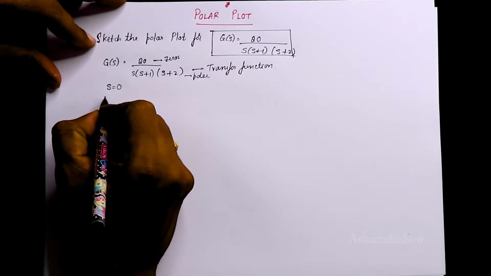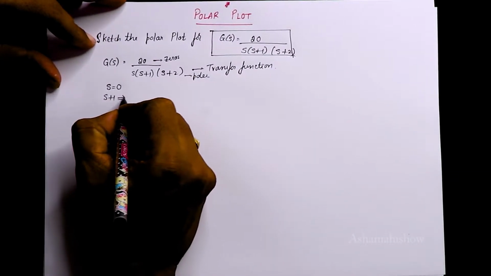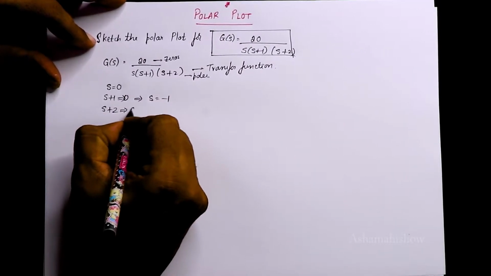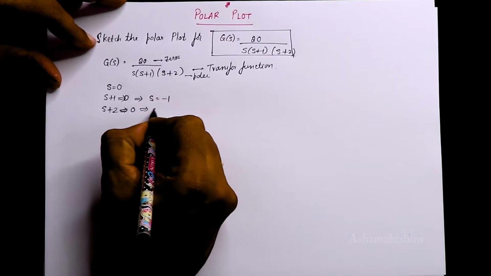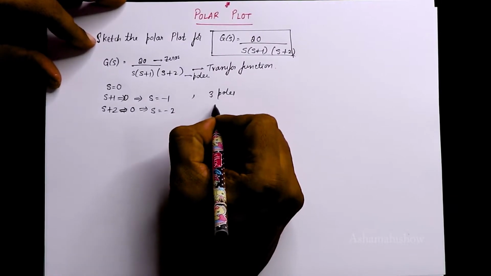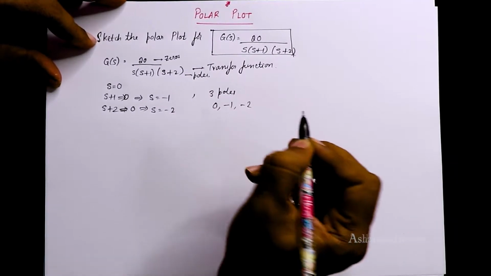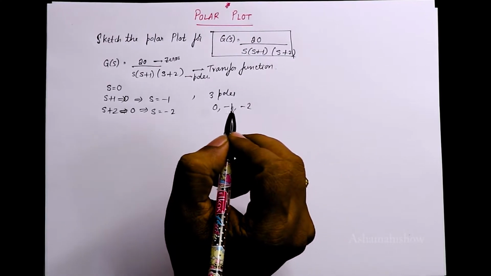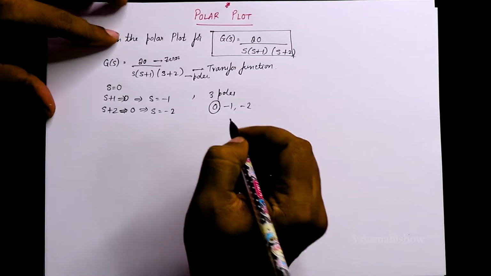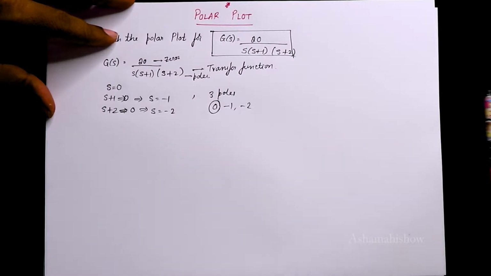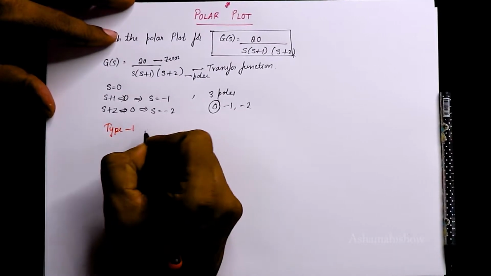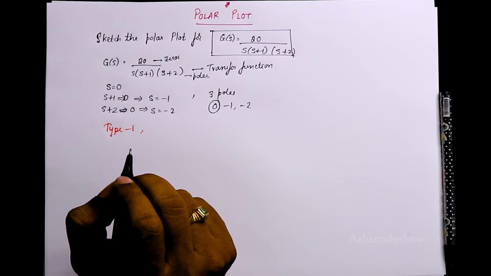We have s = 0, and s + 1 = 0 implies s = -1. s + 2 = 0 implies s = -2. So we have three poles: 0, -1, -2. Now we need to see how many poles are there at the origin. There is one pole at the origin, so this is a type 1 system. As I said before, type 1, because we have only one pole at the origin.